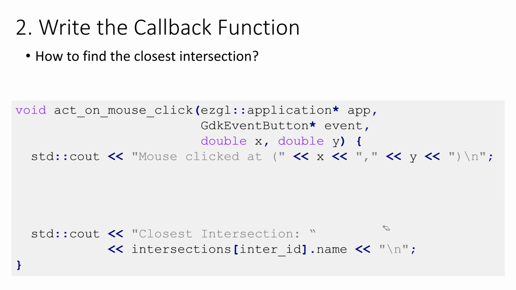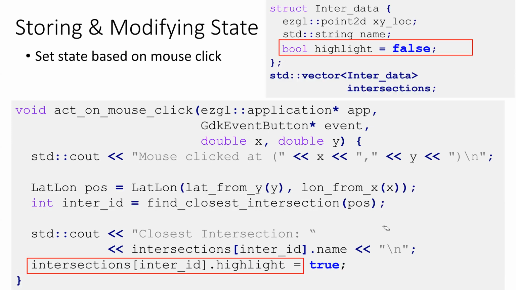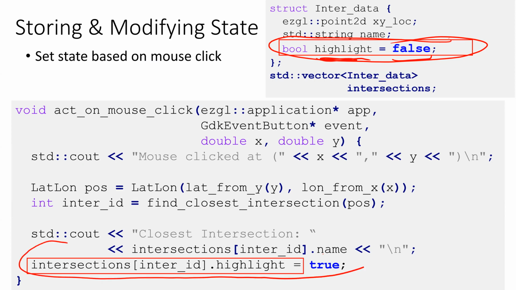Okay, so we already did this. We found the closest intersection. Now what we need to do is not just draw that highlighted. I'm going to add to my intersection data, remember, that was a global variable that I set up in load map, a highlight flag. So every intersection now has a flag of whether it's highlighted or not. I'm going to default it to false, so when I first create this vector, nobody's highlighted. But now in this mouse click handler, once I find the proper intersection ID, I set its highlight variable to true.